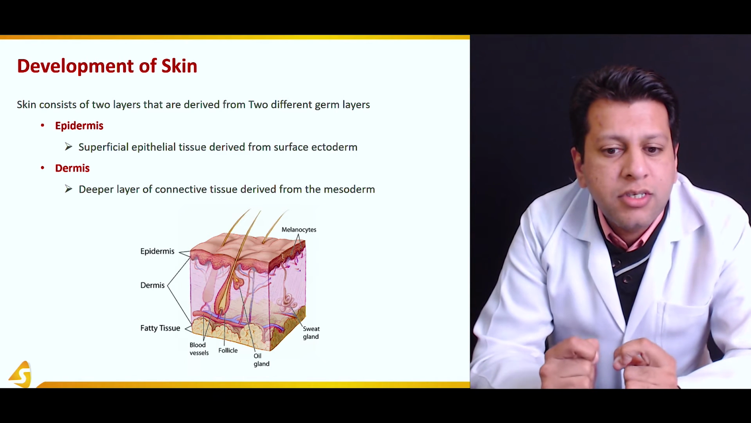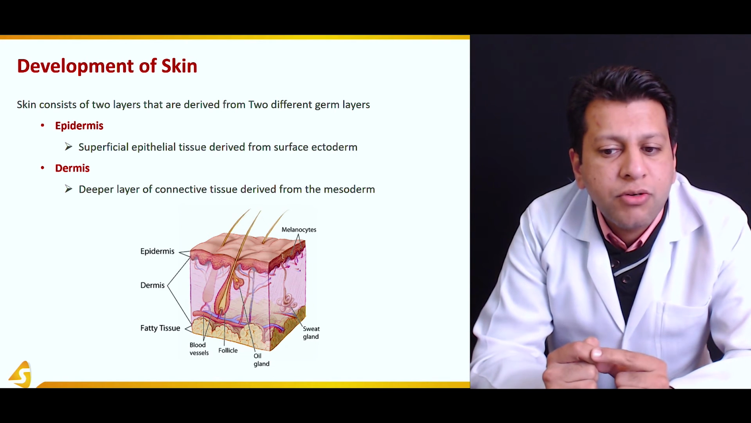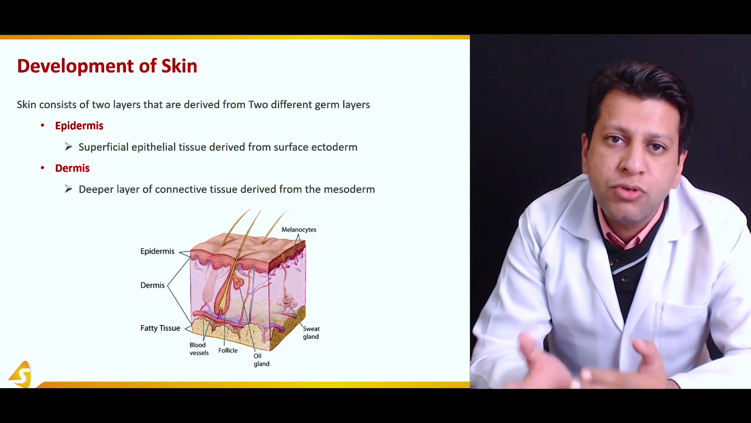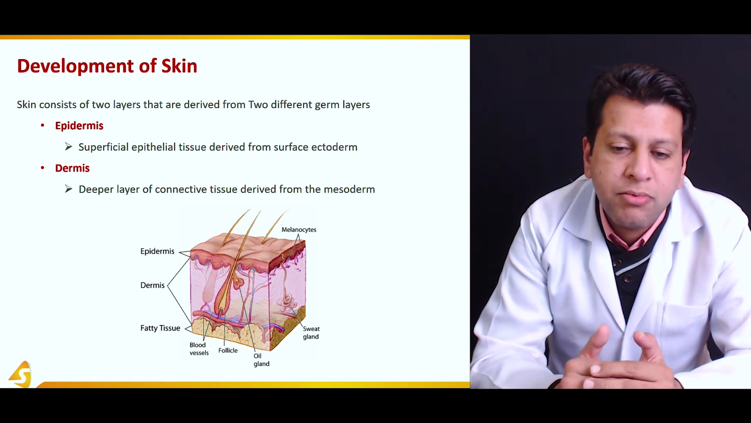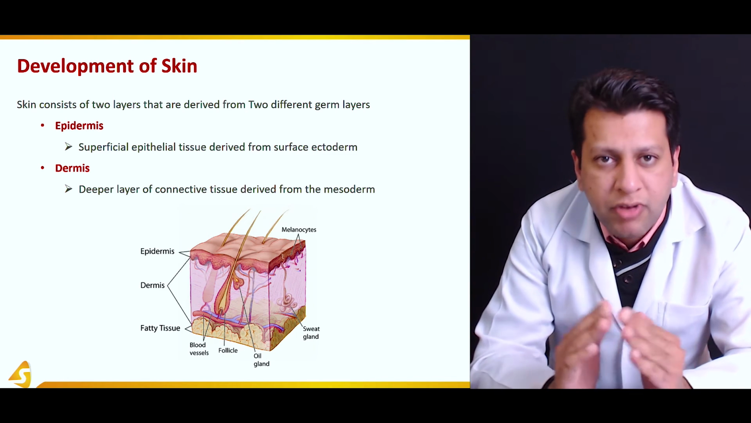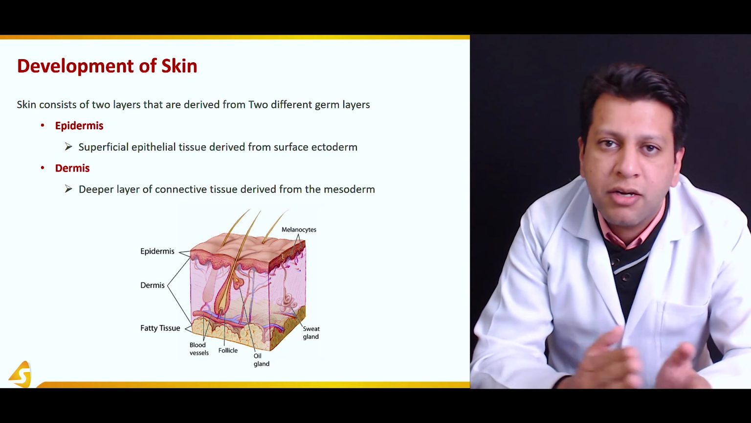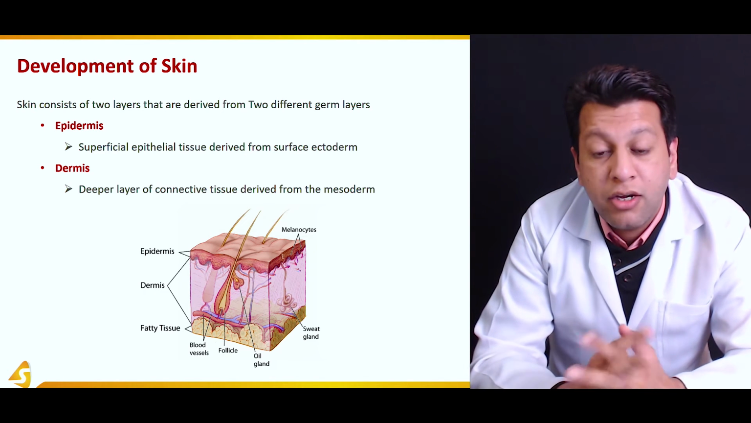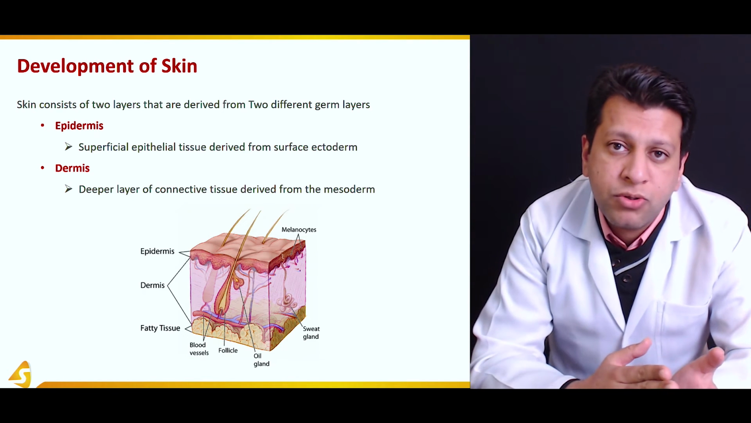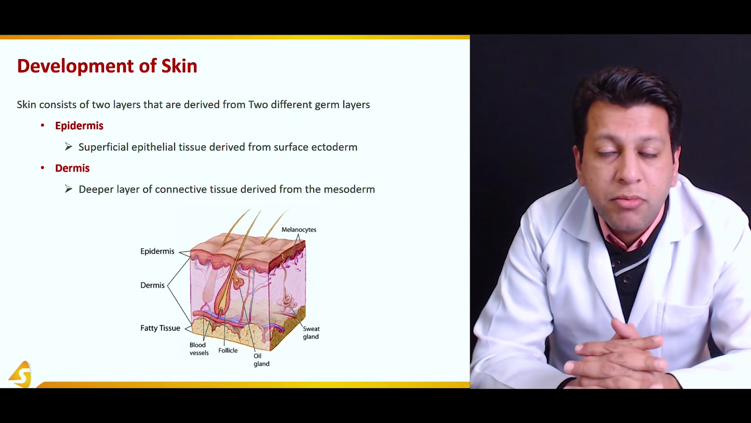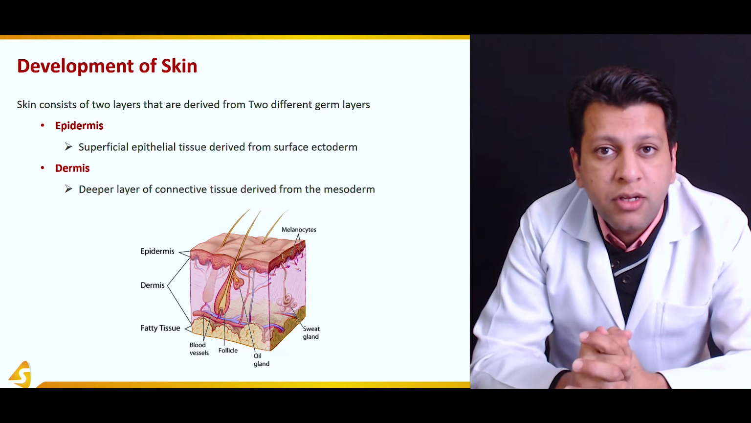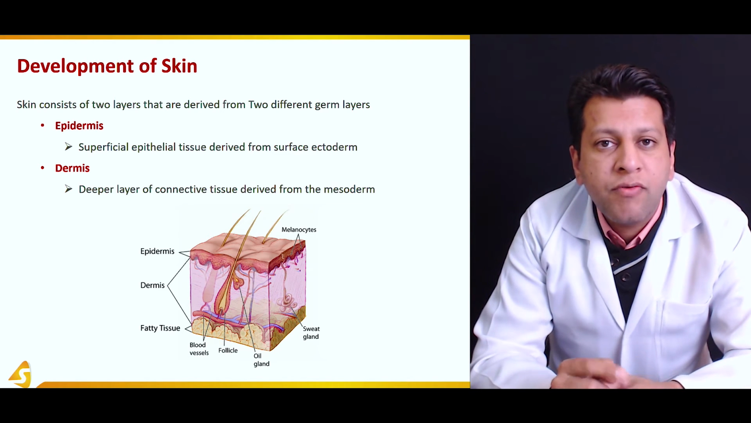While the dermis is derived from the deeper layer, the connective tissue, from the mesoderm. We all know that there was the bilaminar and then the trilaminar germ disc. I've already discussed all that in detail in my previous video lectures, and to revise that, you can go back to those lectures as well. Now, the dermis is derived from the mesoderm and the epidermis is derived from the ectoderm.